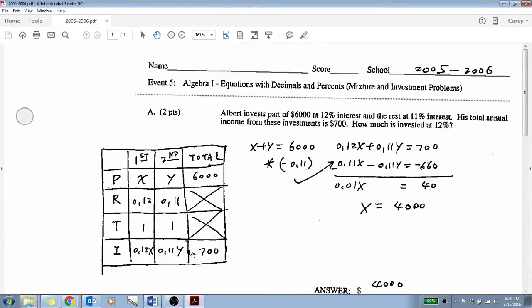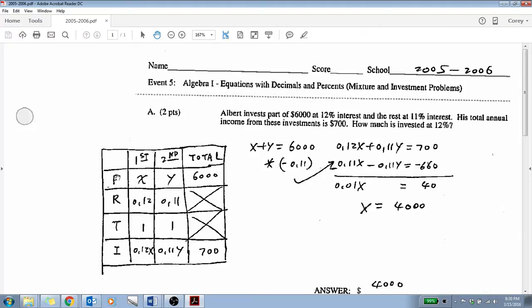Albert invests part of $6,000 at 12% interest and the rest at 11% interest. His total annual income from these investments is $700. How much is invested at 12%? So make sure you know the formula. I equals PRT, meaning interest equals the principal times the rate times the time.